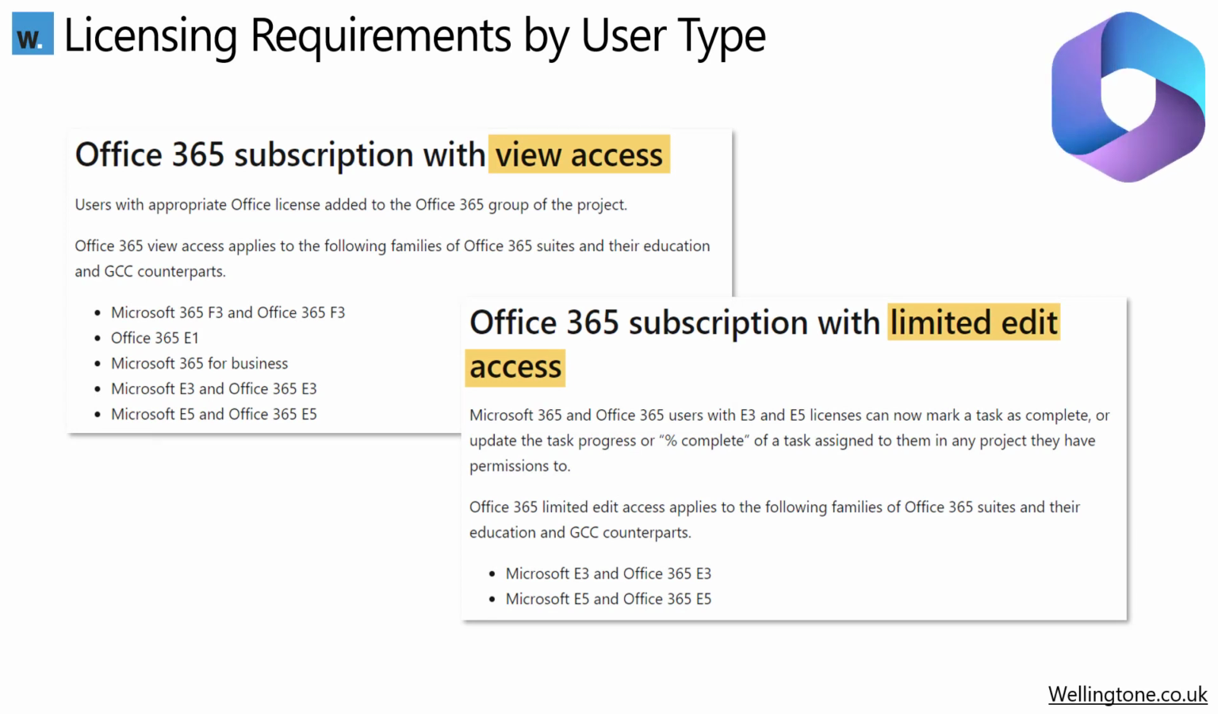And at this stage, you might be thinking, well, what if I've got team members that simply need to go in and either view the plans or provide task updates against work that's been assigned to them? And well, in this regard, the great news is anyone with one of the stated Office 365 plans can get view-only access. And even better, if you've got an E3 or an E5, you can actually go in and provide updates against your assigned work.